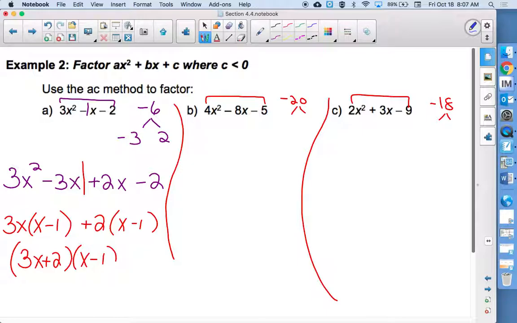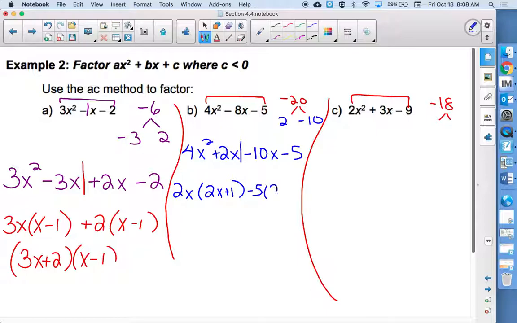Dimitri, if we have negative 20, how would we get two numbers to multiply to be that, but combine to be negative 8? 2 and negative 10. Yeah. So placing the 2 with the 4, the negative 10x with the negative 5, what would you pull out, Dimitri? 2x and 2x plus 1 and then negative 5 and 2x plus 1. Nice. And now it's simplified to 2x minus 5 and 2x plus 1. Perfect. Yeah.